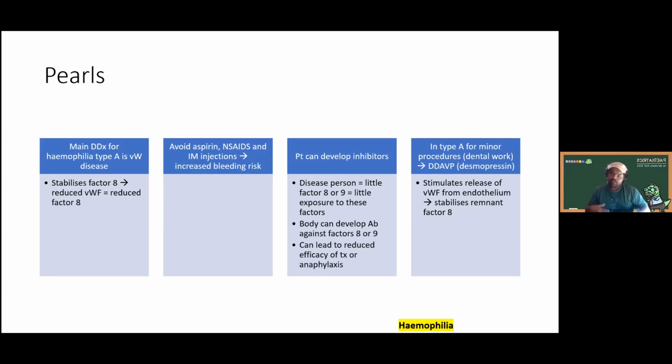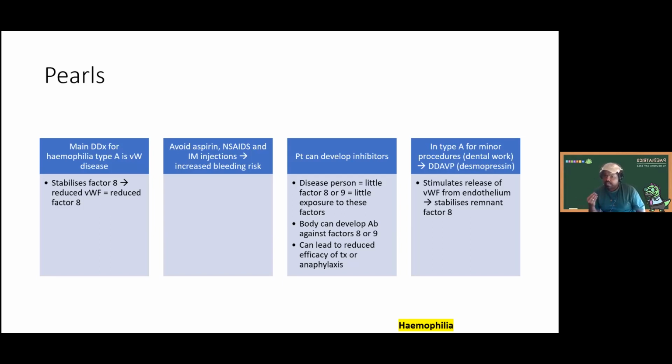And that's because, in the diseased person, whether they have factor VIII or factor IX deficiency, there's little exposure in the blood to these factors. So the body can actually develop antibodies against these factors. And then when you give the patient an infusion, it can lead to things like anaphylaxis in the very severe case, but it can also lead to degradation of the factors by antibody and then complement destruction.